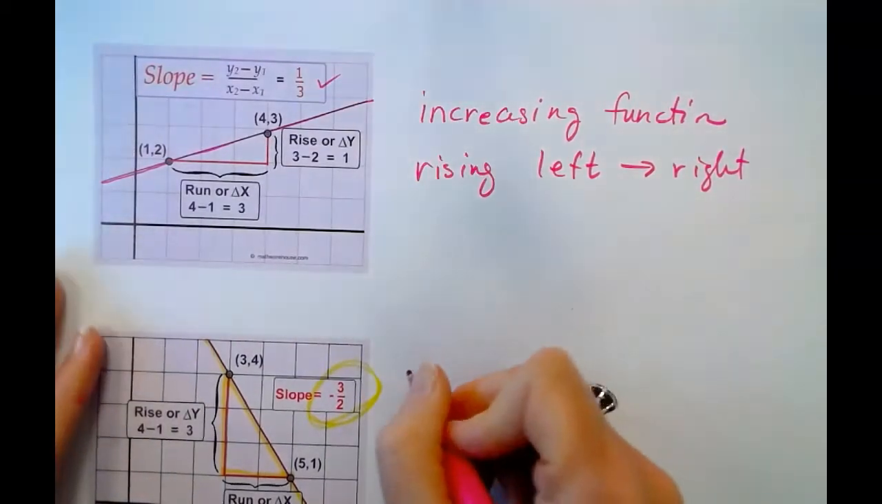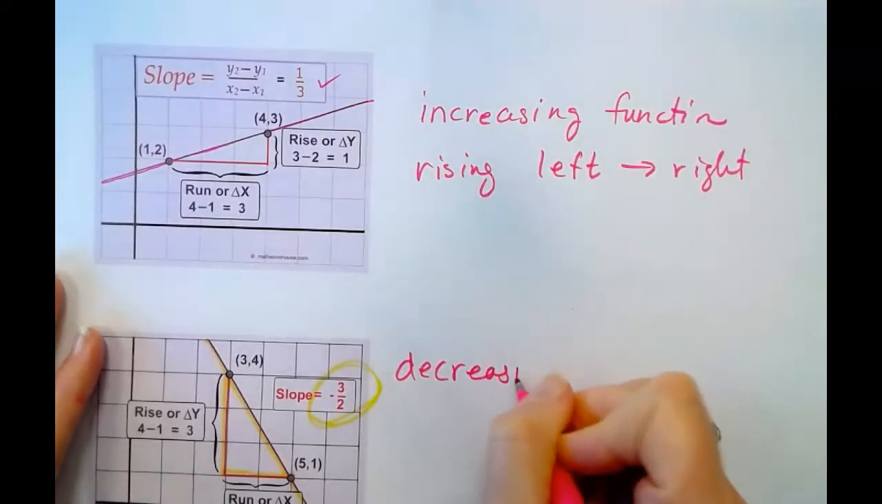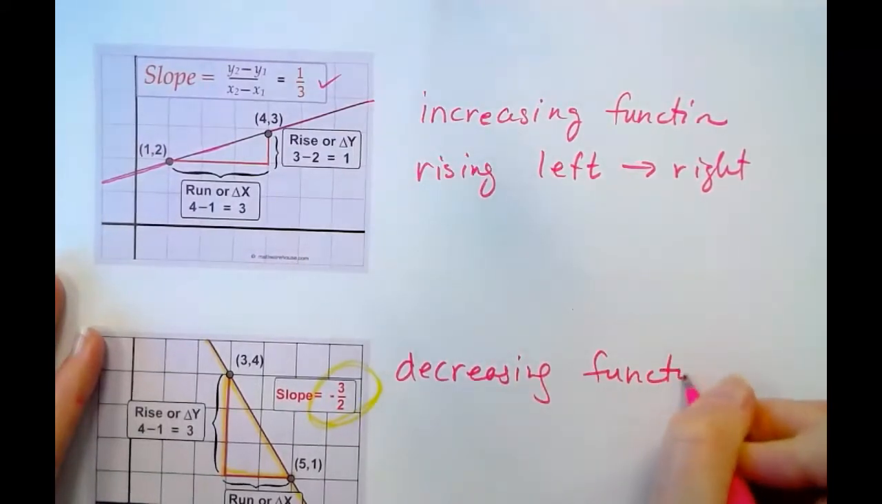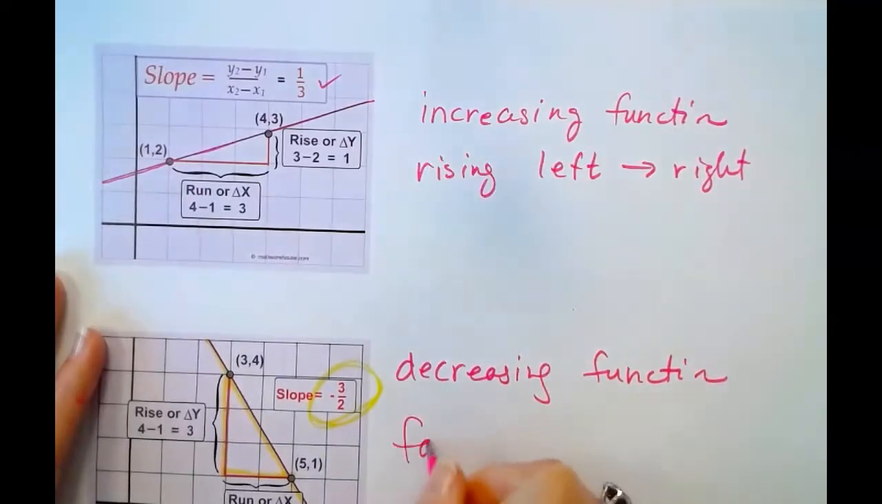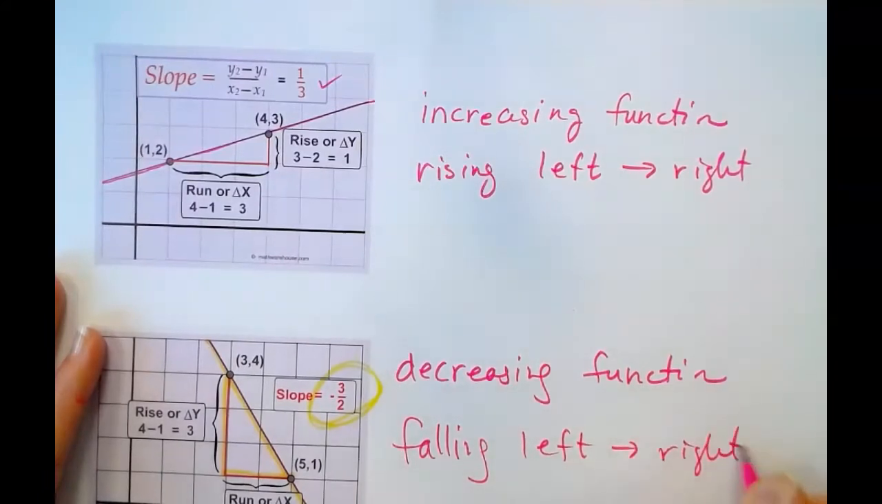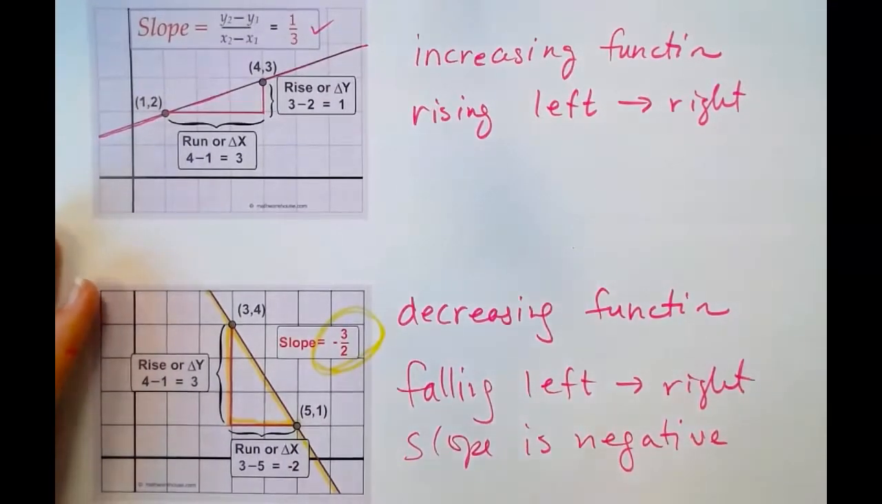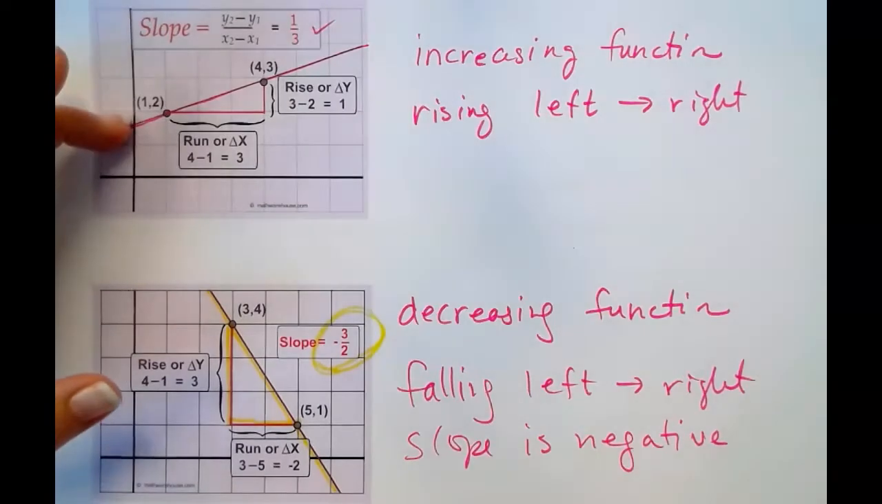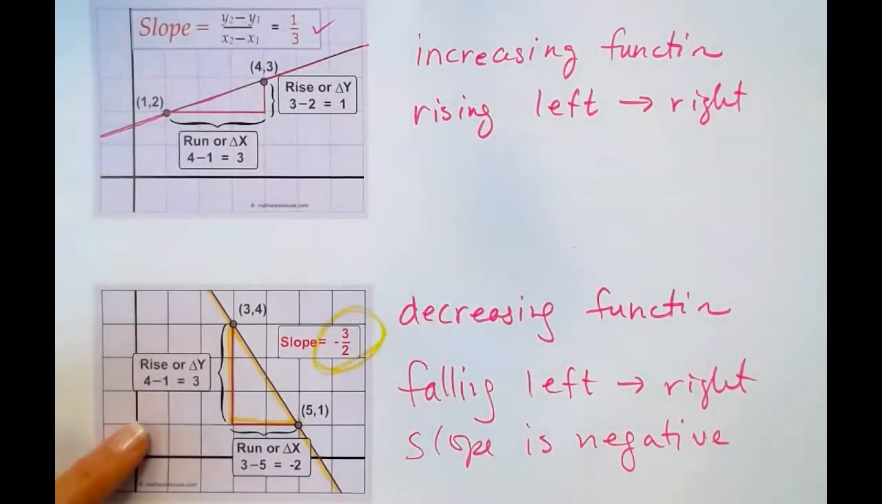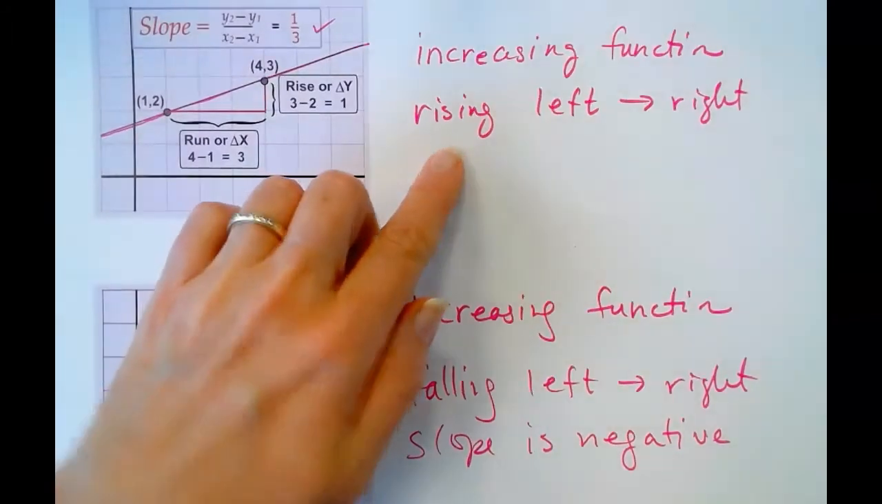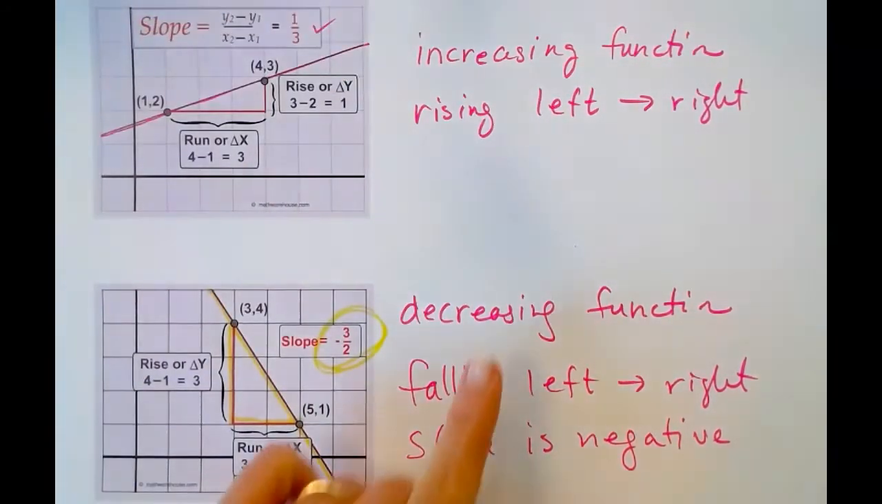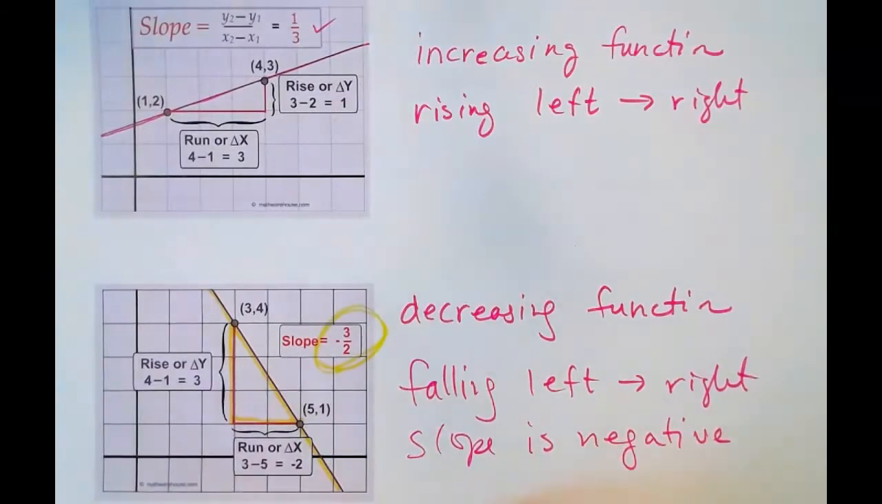We would say that this is a decreasing function. It is a decreasing function. It is falling from left to right. The slope is negative. A decreasing function has a negative slope. It's falling from the left to the right. So, increasing function, positive slope. Decreasing function, negative slope. Increasing function, rising from left to right. Decreasing function, falling from left to right.